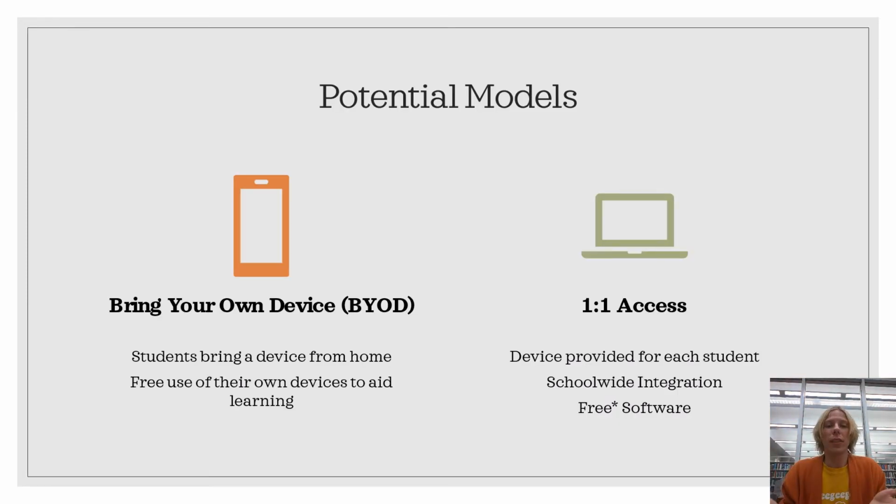So next up, we just have a couple of the potential models that you can have. The first one is bring your own device, where students bring a device from home. And usually that's a mobile device, because as we'll get to later with access, students have wildly different access to different types of technology and devices, but overwhelmingly most students, even across different socioeconomic or racial or ethnic lines, do have a mobile phone that they can use.